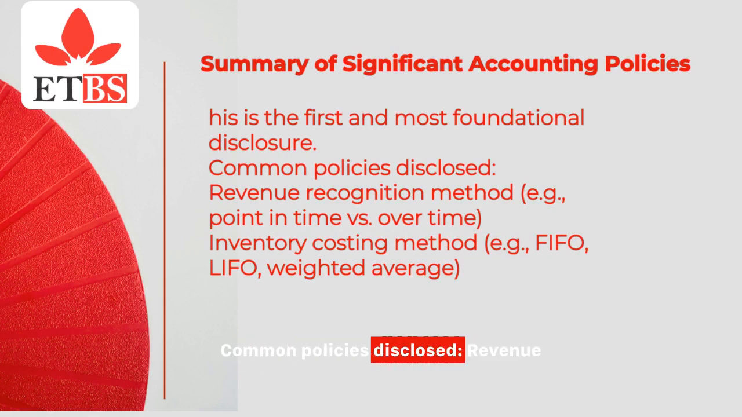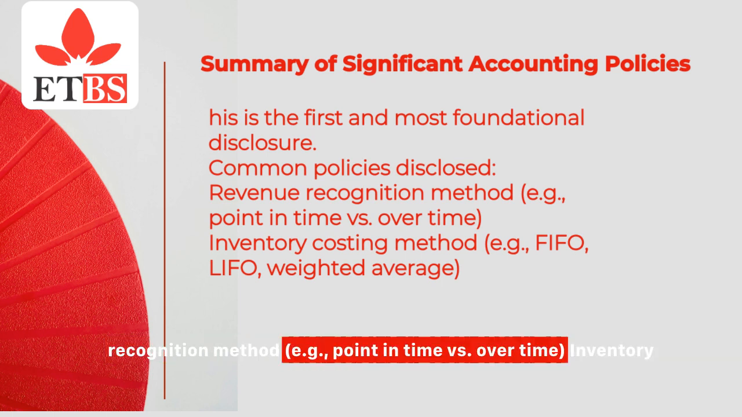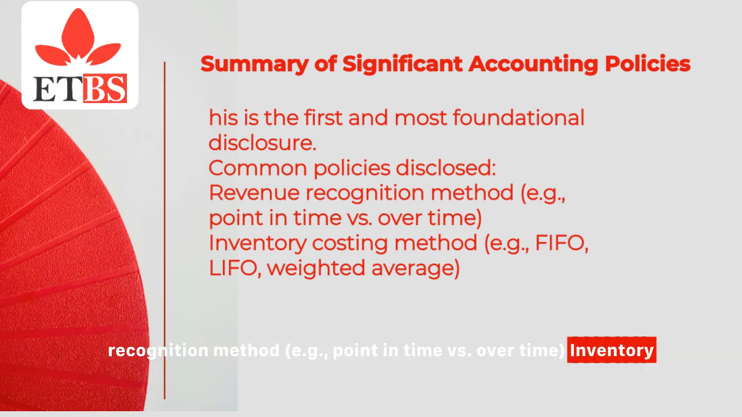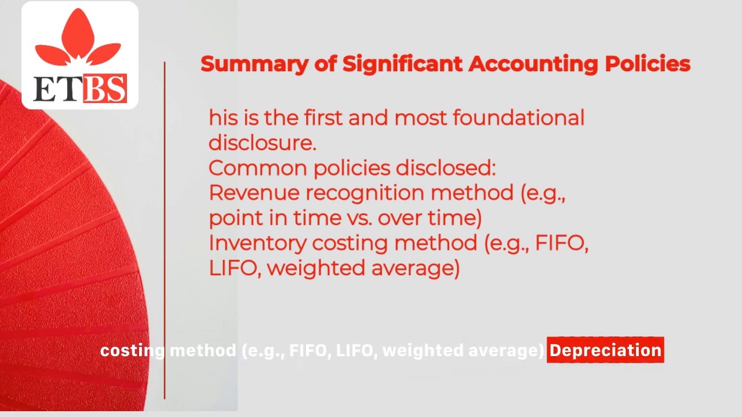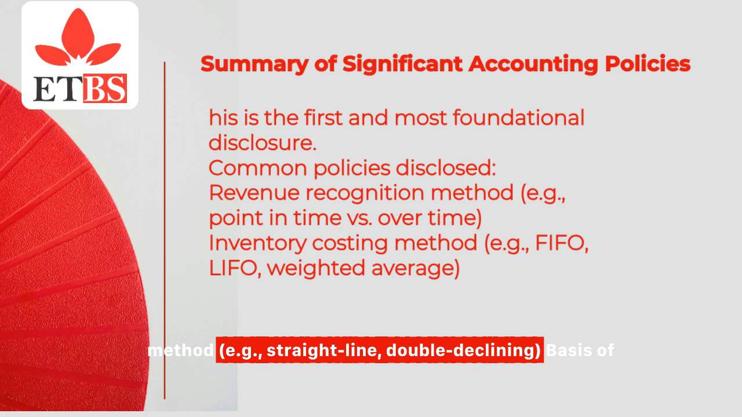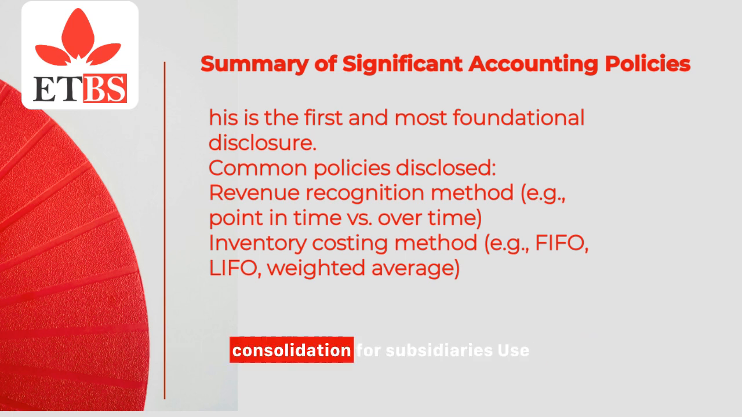Common policies disclosed: revenue recognition method, e.g., point in time versus over time; inventory costing method, e.g., FIFO, LIFO, weighted average; depreciation method, e.g., straight line, double declining; basis of consolidation for subsidiaries. Use of estimates. GAAP requires companies to disclose accounting policies that are most significant to the financial statements.